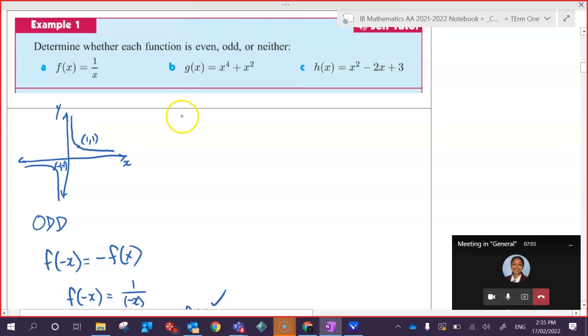How would I check it? g of negative x equals negative x to the power of 4 plus negative x squared. Oh, that's x to the power of 4 plus x squared. Oh, that's g of x. Yeah, g of negative x equals g of x. It's definitely true that it's an even function.